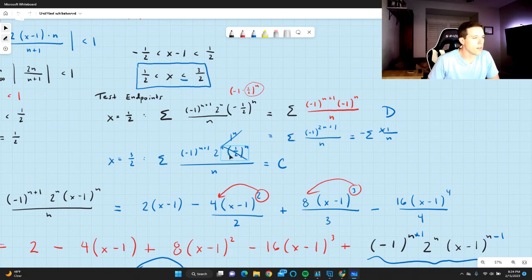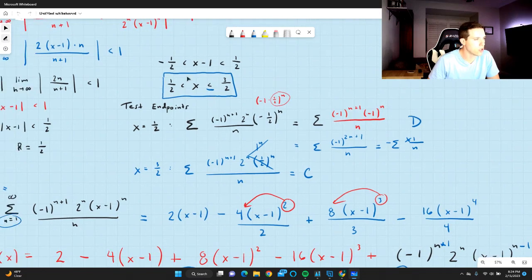Similarly, I plugged in 3/2, and 3/2 minus 1 is 1/2. 1/2 to the n and 2 to the n just cancel out. They make 1 to the n, and that 1 to the n is just 1. So this was the alternating harmonic series because this is an alternating component, and that converged. So this would have been the interval of convergence if they had asked for it.